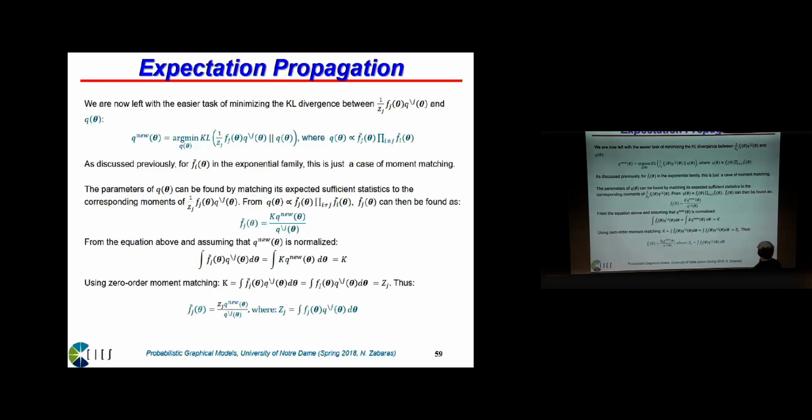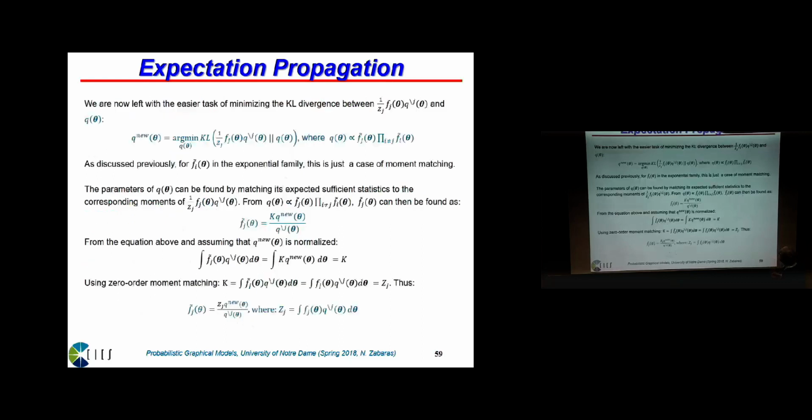So we compute a new distribution q nu of theta, and then we want to update the factor fj. I remind you, the distribution q of theta is written as fj times this product of all the other approximation factors. So basically, fj of theta will be some normalization factor that you need, times a normalized distribution q nu that you compute from this problem, divided now by the product of all the other factors that you have.